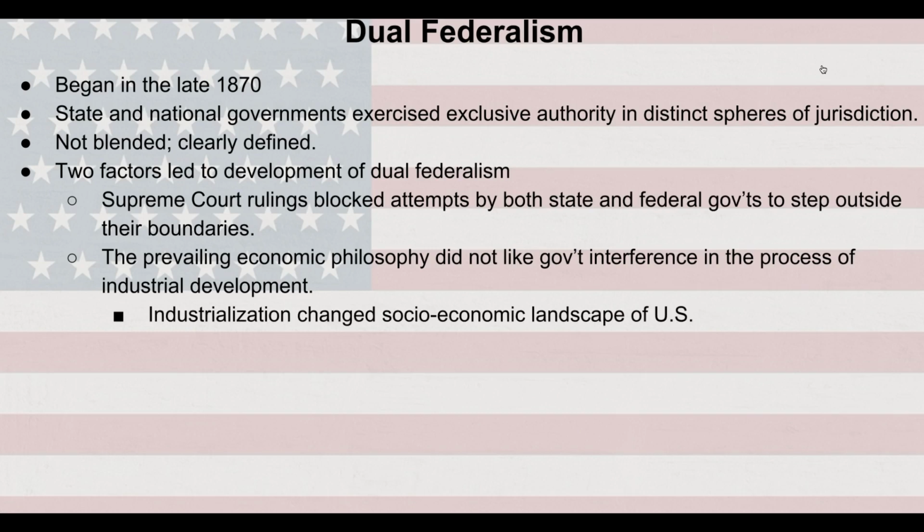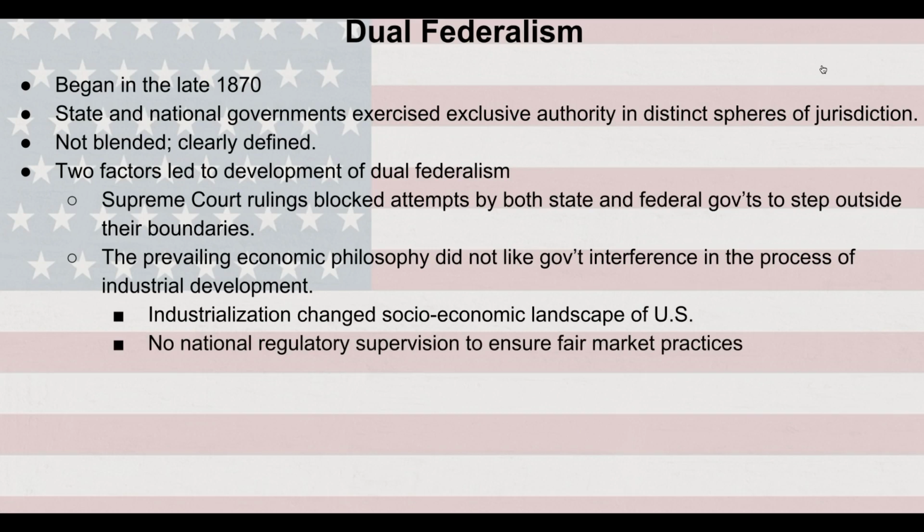And so as we see industrialization, we're going to start to see a socioeconomic landscape change in the United States. We're going to see different socioeconomic groups start to develop out of industrialization. And because these industries do not like the government to regulate, we see no national regulatory supervision that ensures fair market prices. And so there is no government regulation that steps in to help protect consumers. There's extreme collusive behavior amongst powerful industries that are going to emerge.